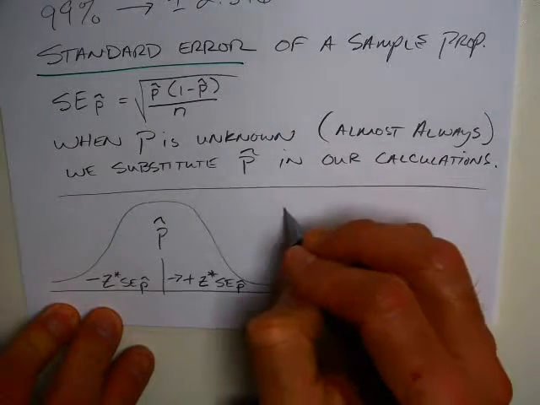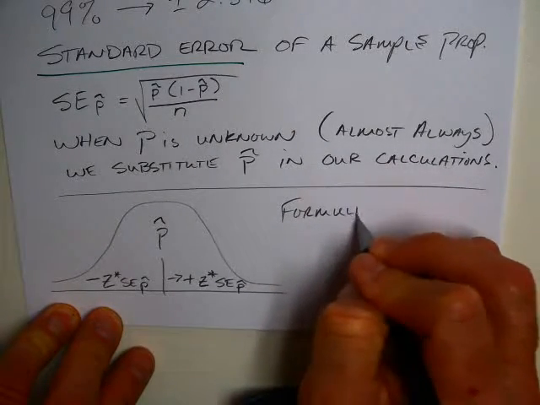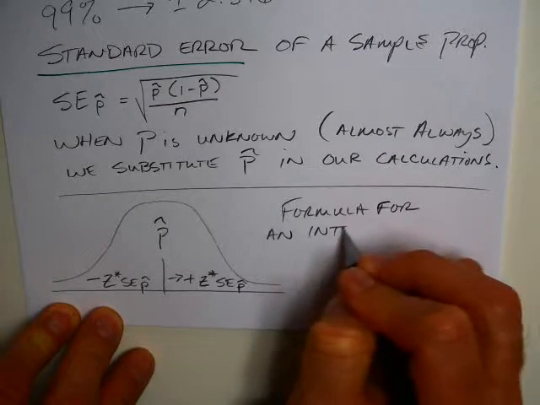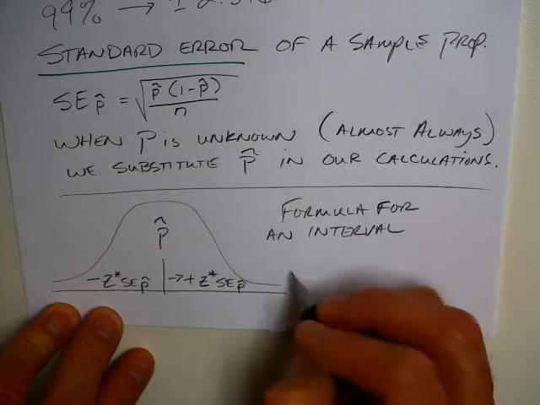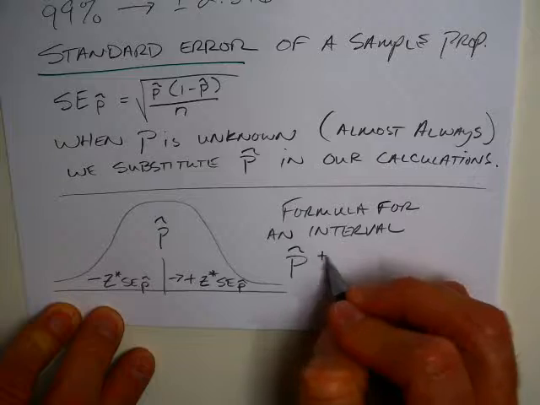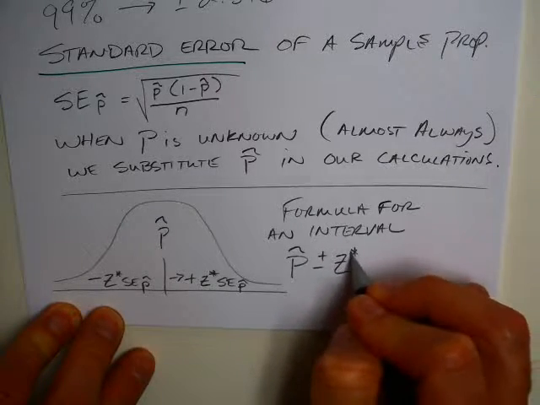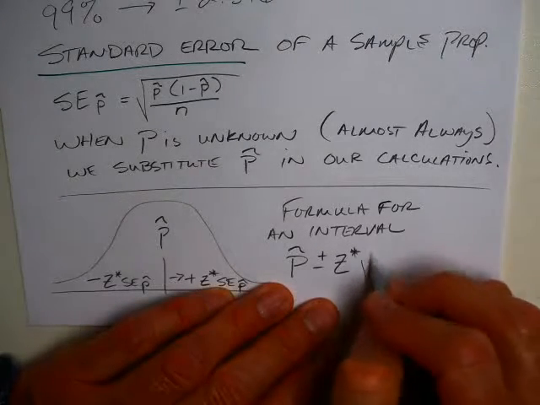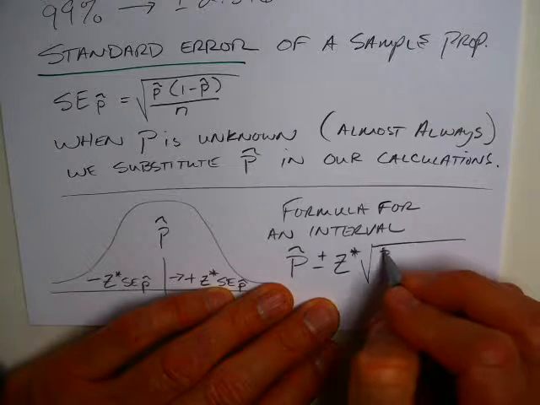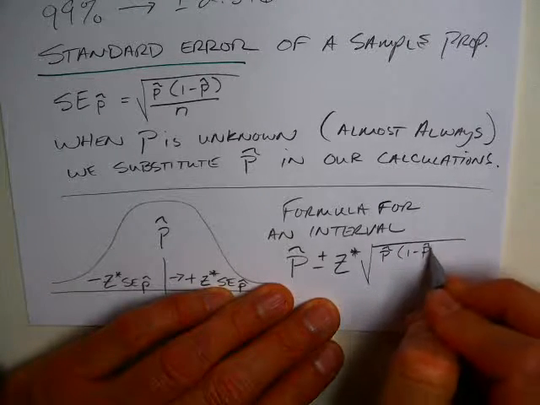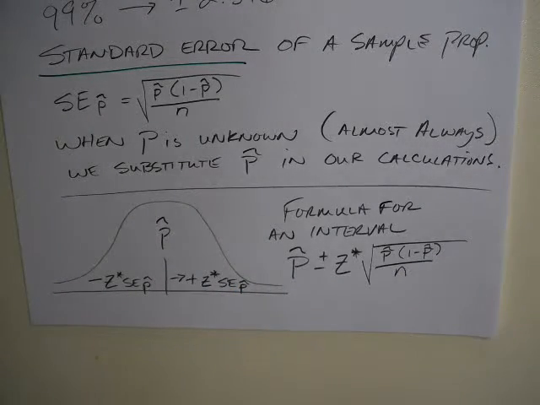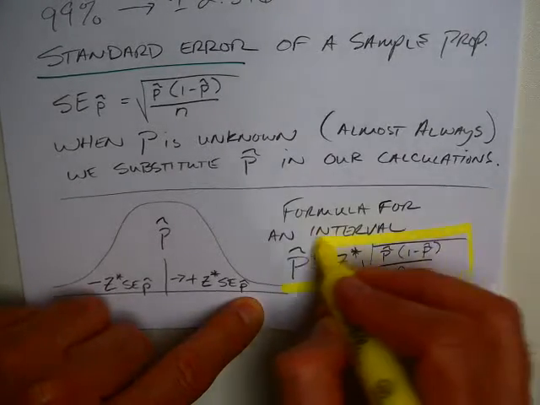So the formula for an interval is p hat plus or minus Z star. Now the book will say standard error of p hat like I've put in there, but let's just put this in and go p hat times 1 minus p hat all over n. That's the moneymaker for today, guys.